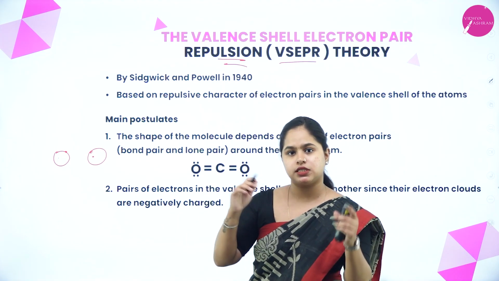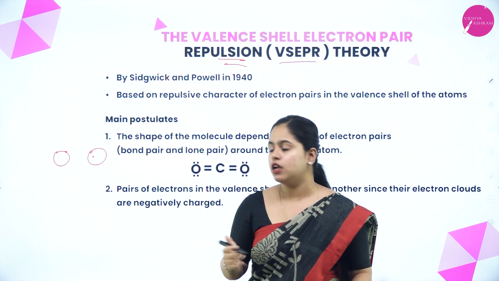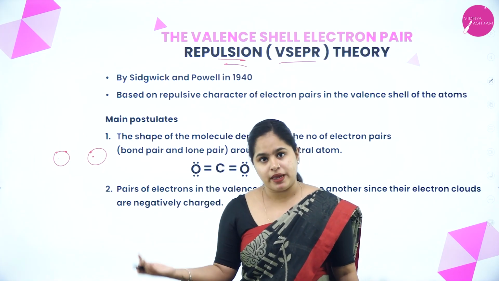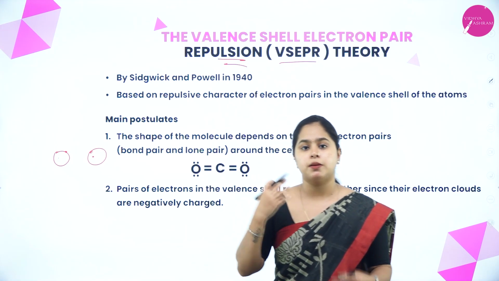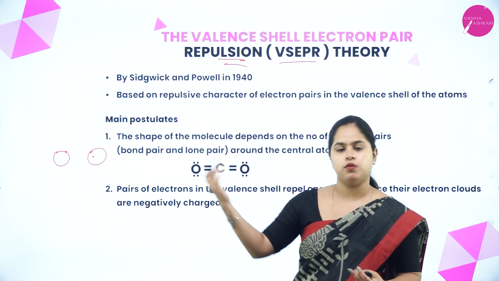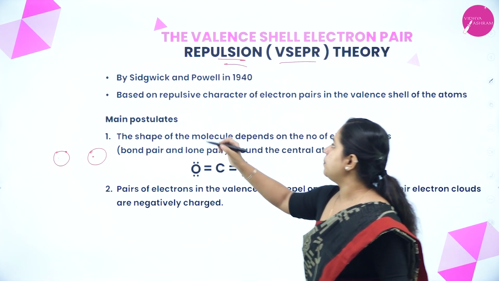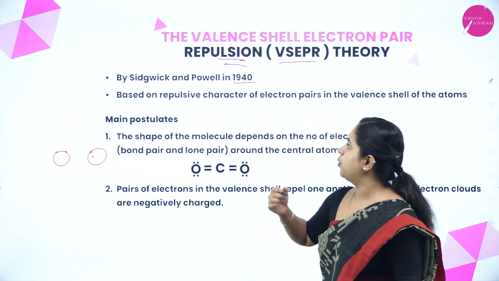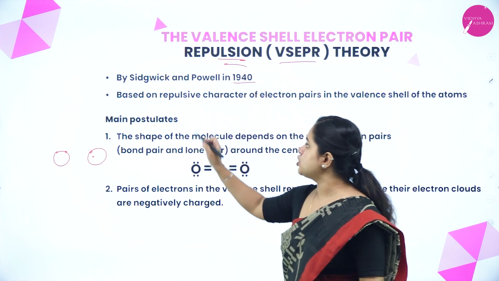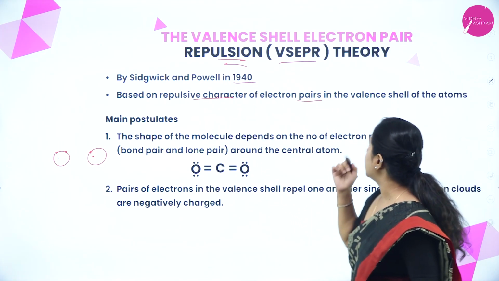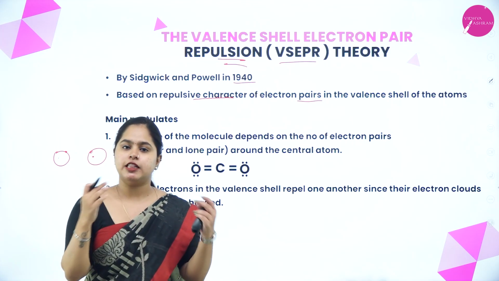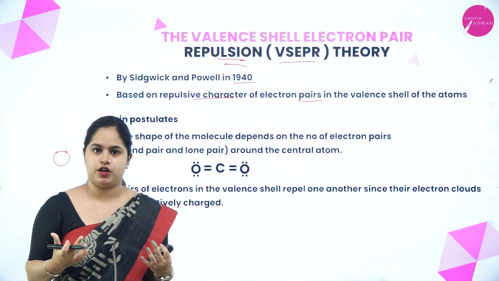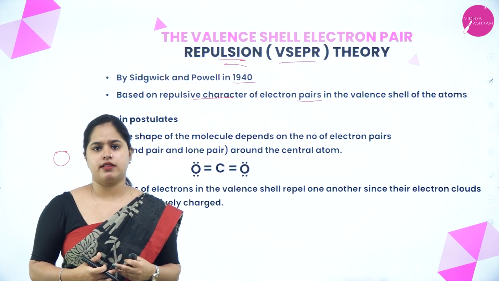We know that the same charges repel and opposite charges attract. So what happens when atoms come together? The electrons start repelling each other. Based on this repulsion between the valence electrons, this theory was put forward. The VSEPR theory was proposed by Sidgwick and Powell in the year 1940, and it is based on the repulsive character of electron pairs in the valence shell of the atom. As I said, electrons will be present in the valence shell, and based on the repulsive character of these electrons, the VSEPR theory was put forward.